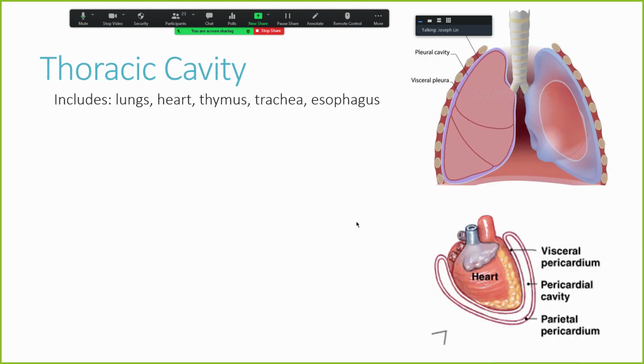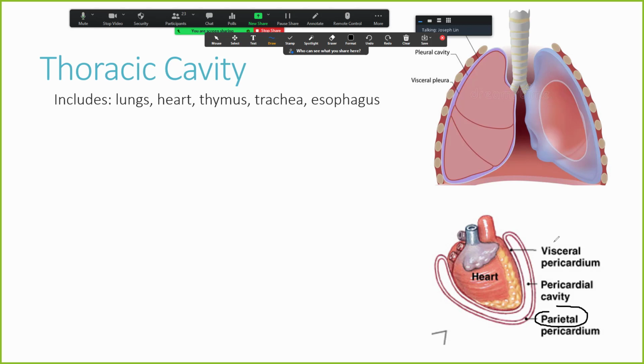A closer up of the thoracic cavity, you can see that surrounding your lungs and your heart, you also have membranes. There's a theme in anatomy in the sense that everything in our body has a membrane. It has a layer, an outer layer, an inner layer, sometimes a middle layer. The outer layer is oftentimes used the term parietal.